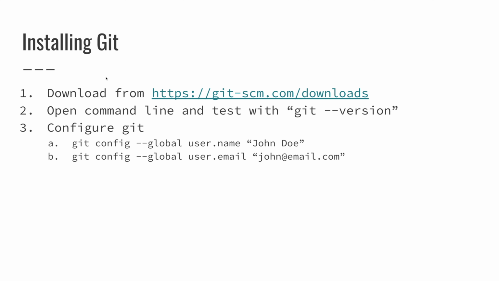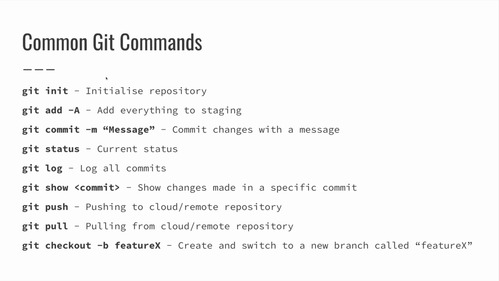So just a recap. Some of the common Git commands that we have gone through: git init, which initializes the repository. We can use git add to add files, but another shortcut is git add -a. What this does is add everything to staging.